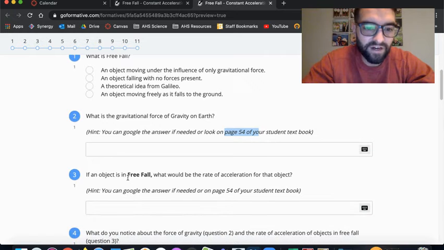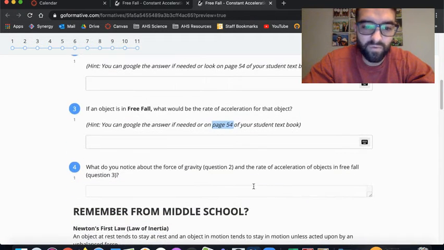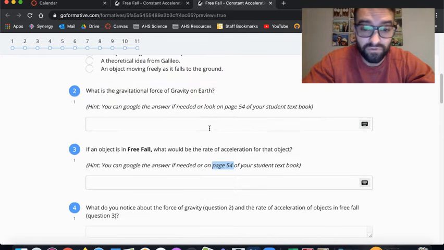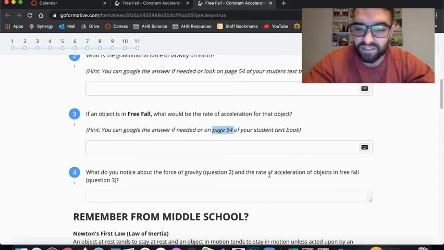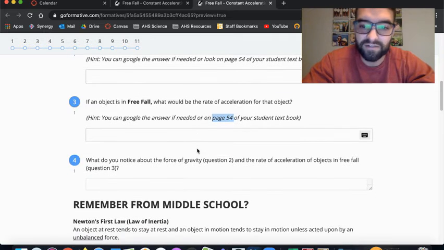And then three, if an object is in free fall, what would be the rate of acceleration for that object? Again, it'll say it in the video, but you can also find the answer on Google, and you should be able to find it on page 54. And then what do you notice about the force of gravity from question 2, and the rate of acceleration of objects in free fall from question 3? So what do you notice? Can you compare those two numbers?